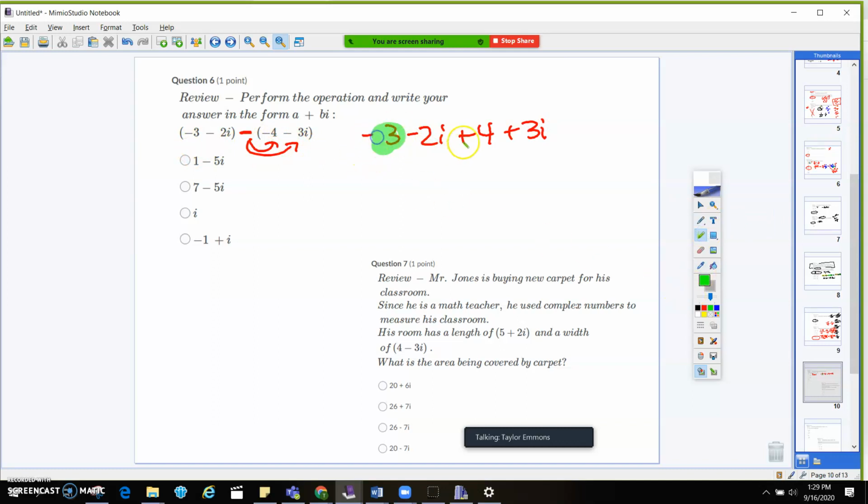So negative 3 plus 4 is going to give us a positive 1. Negative 2i plus 3i is going to give me a positive 1i. And this has already been corrected on your review, but it should be this one. Okay?